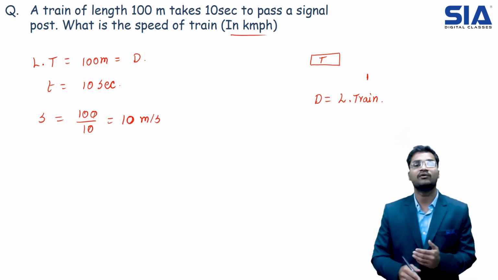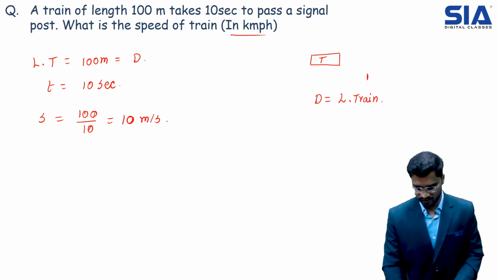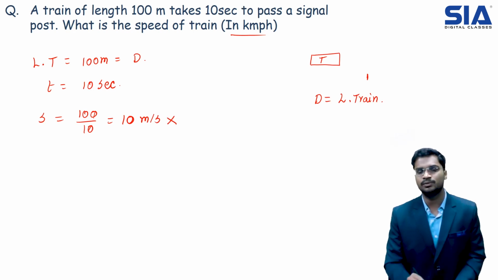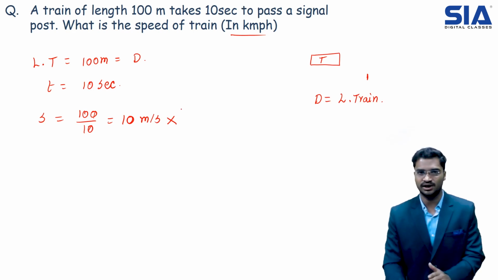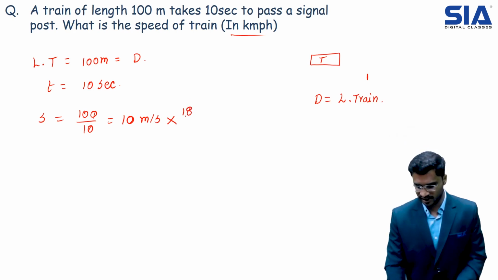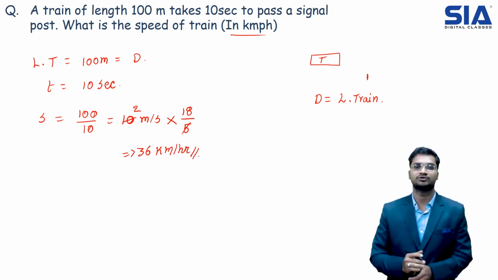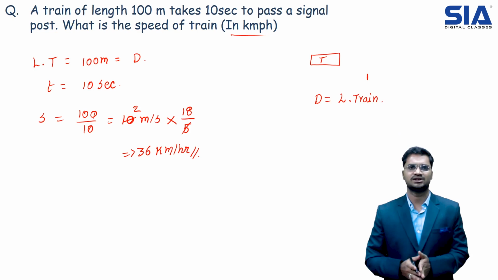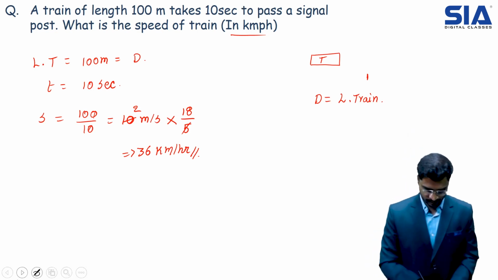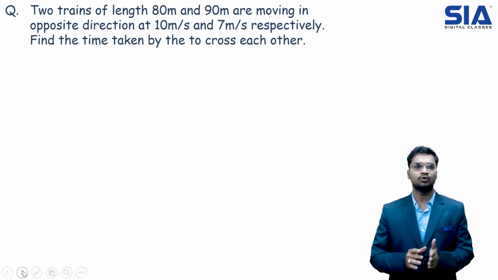But what I have to do, I have to convert it to kilometers per hour. So 10 meters per second should be converted to kilometers per hour. So meter is smaller value, kilometer is bigger value. What I have to do, I have to multiply it with 18 by 5. 5 ones are 5, 5 twos are 10, 18 twos are 36. So the speed is 36 kilometers per hour. The speed of the train is what? 36 kilometers per hour.